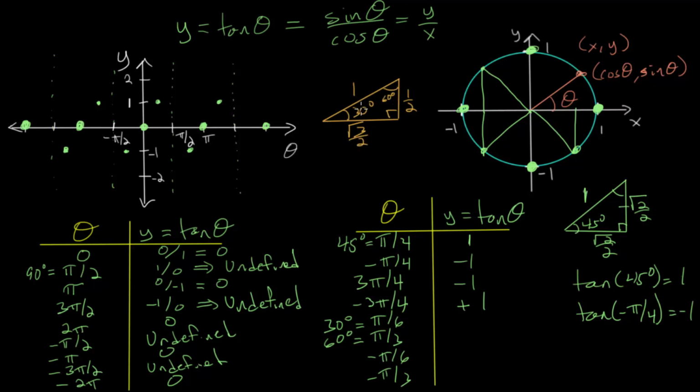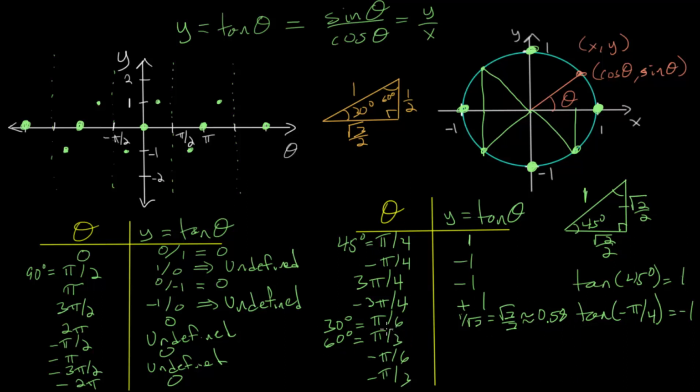And when we look at the tangent of, let's say, 30 degrees, or pi over 6 radians, we get 1/2 divided by root 3 over 2, which simplifies to 1 over the square root of 3, or if we rationalize it, root 3 over 3, which as a decimal is approximately 0.58. It is an irrational number.